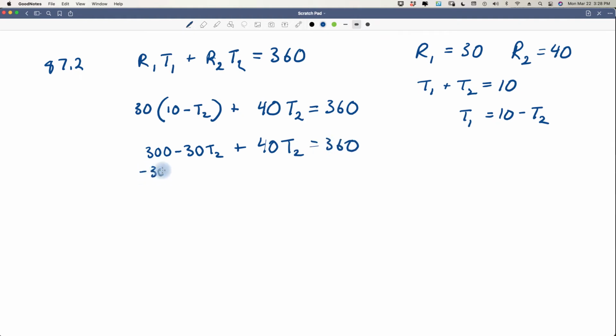Subtract 300 from both sides. And then combine these two. So that'll be 10 T2 equals 60. So T2 equals 6. And if we take this value for T2 and put it in here, we get T1 equals 10 minus 6 equals 4. So T1 equals 4 and T2 equals 6.